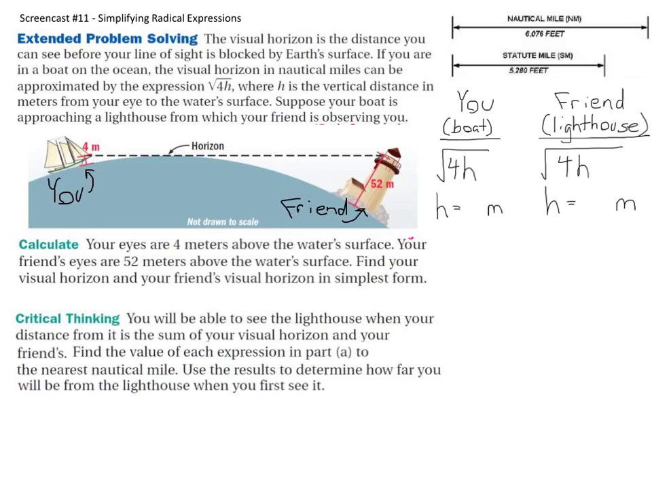If you are on a boat on the ocean, so let's say this is you, the visual horizon in nautical miles can be approximated by the expression, there it is, the square root of 4h. And remember, 4h means 4 times h. Now, what is h? It's our variable, and in this case, h is the vertical distance in meters from your eye to the water's surface. Remember, vertical means up and down, not left and right. That's horizontal. We're talking about the vertical distance.